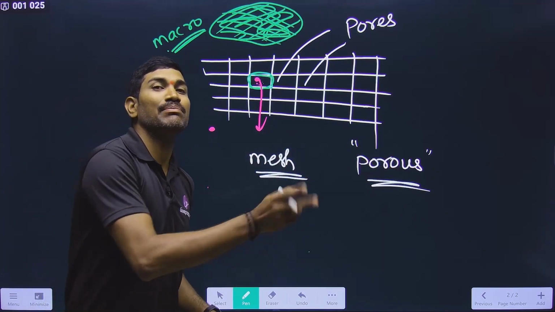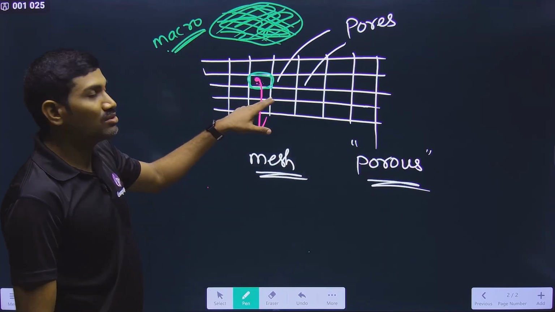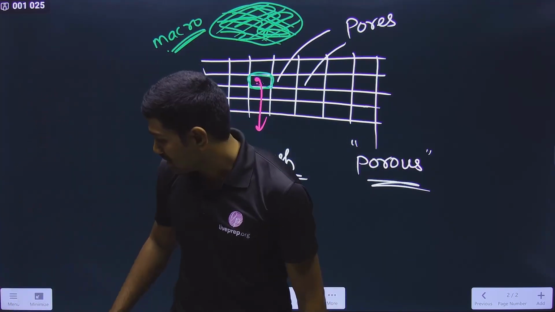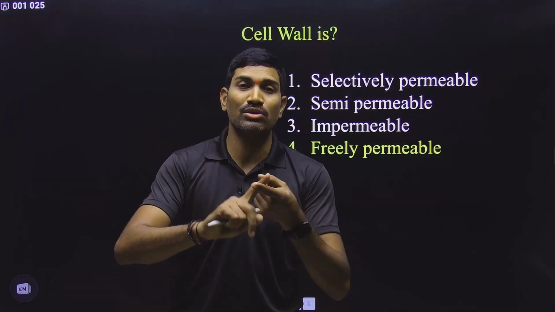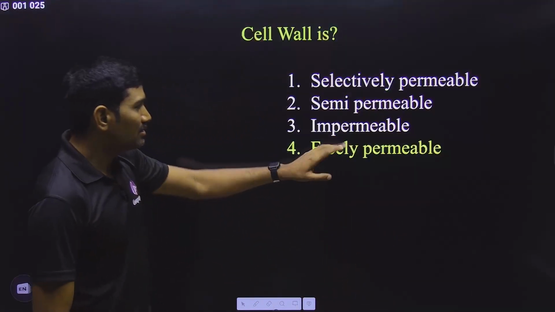That's why it is freely permeable. And large molecules cannot pass through small pores. That's why it is a barrier to macromolecules. Both the points you can interlink. Clear? So this is what they are saying.